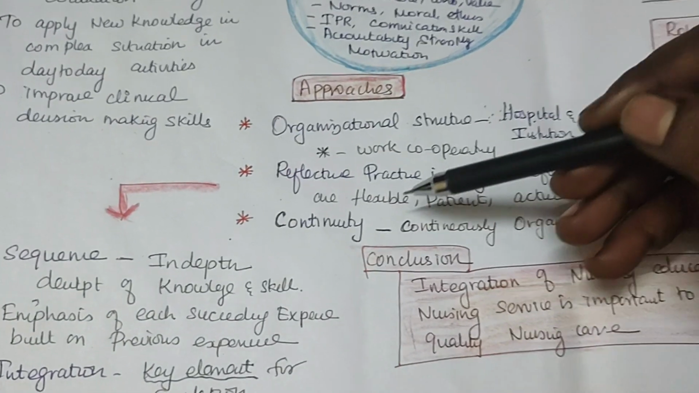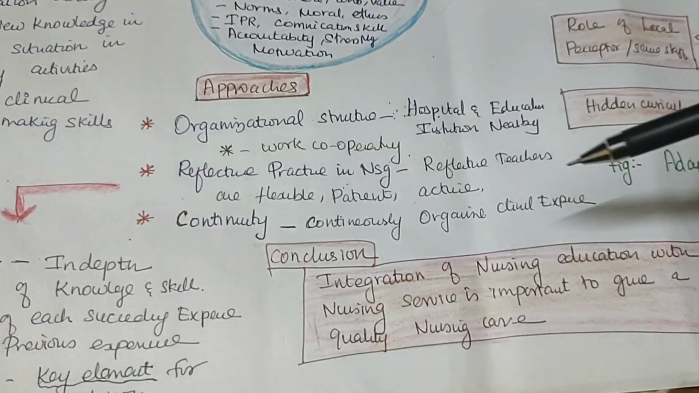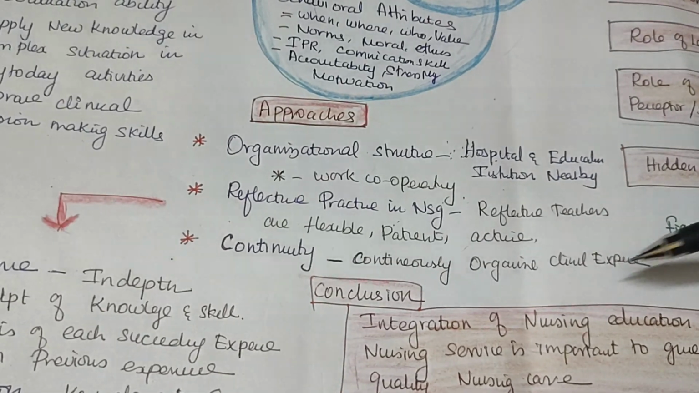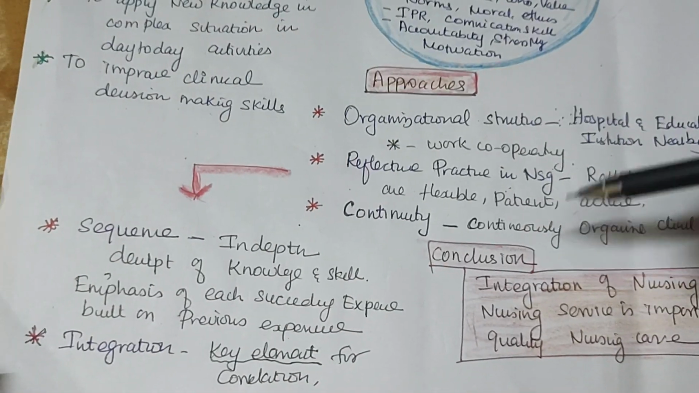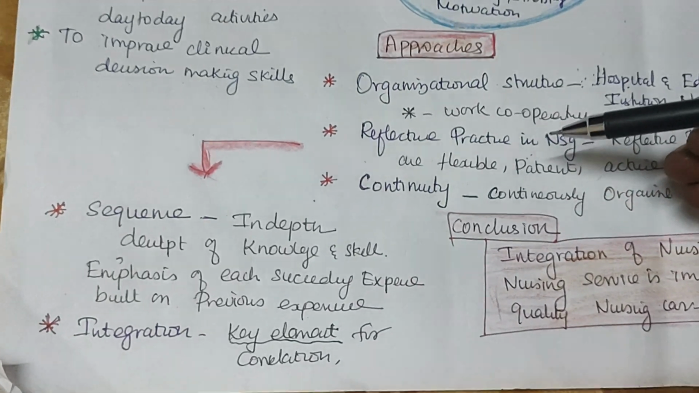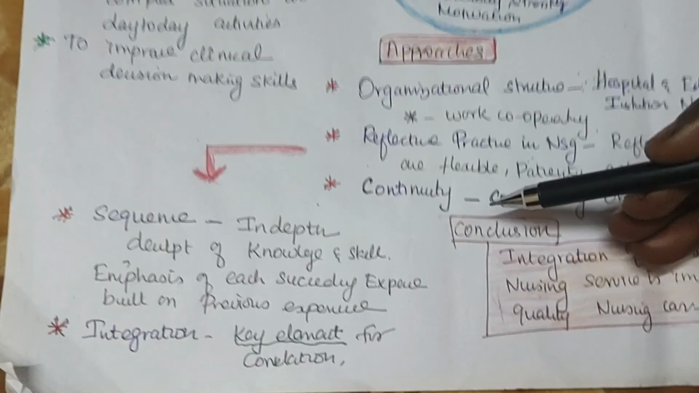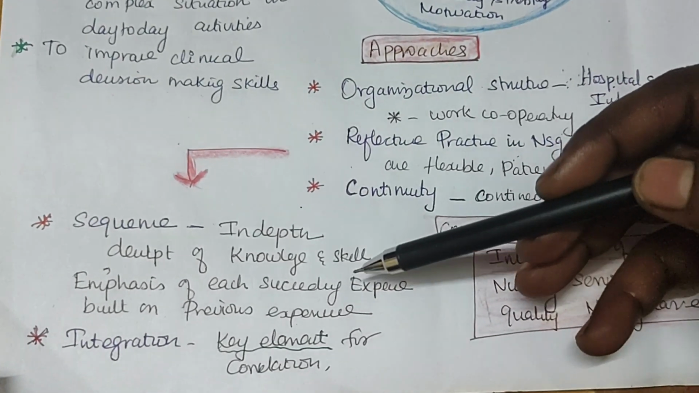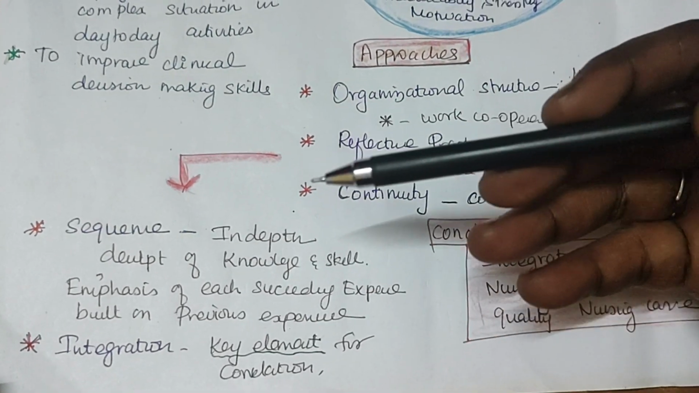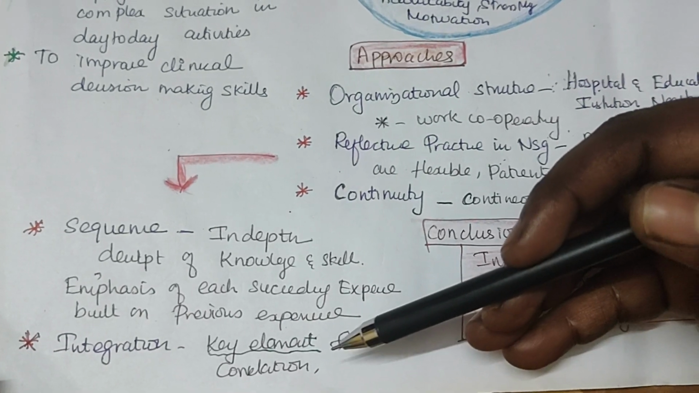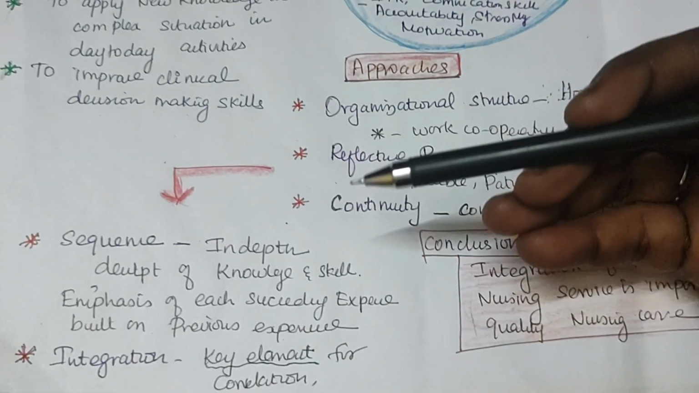And continuity. Continuity is an important aspect. The organization and clinical have to plan continuously. If integration, continuation and sequence are not there, there will be a big gap between theory and practice. Sequence should be in-depth knowledge and skills. The previous knowledge, previous experience should be related with the current experience. You have to emphasize what you learn.